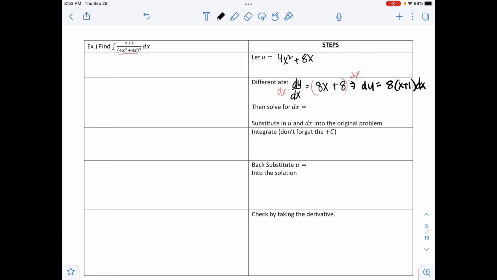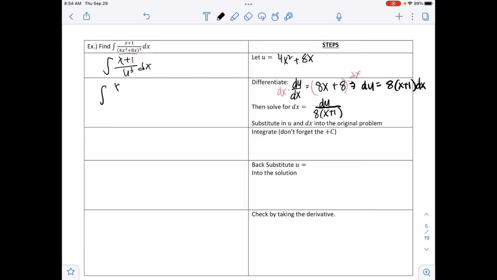And then solving for dx, I'm going to divide both sides by 8 times (x plus 1). So we get du over 8(x plus 1). And now we're going to substitute this in. So the first thing that I notice is that we're going to have the integral of (x plus 1) over u to the third dx. And then from here, I'm going to substitute in what dx is. And we got dx is equal to du over 8(x plus 1).